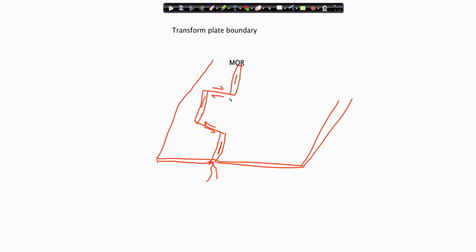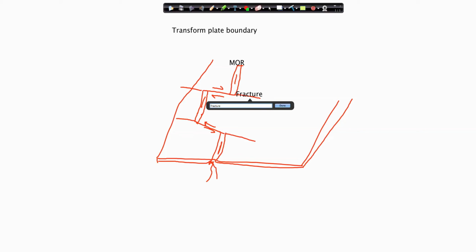Because this plate is moving that way, this plate is moving that way, that's why you get the slip past each other. Transform plate boundaries are generally found in or along the mid-ocean ridge. Then when you extend them out past, those are known as your fracture zones. So these are your fracture zones.